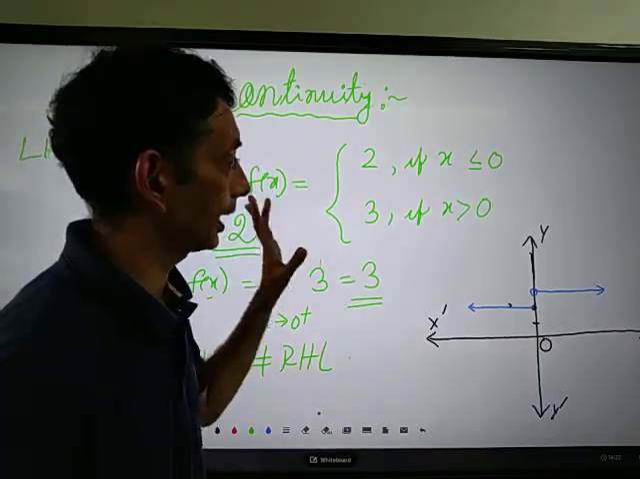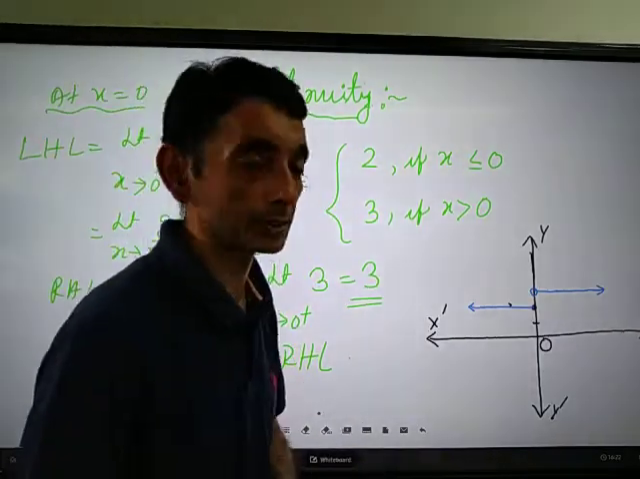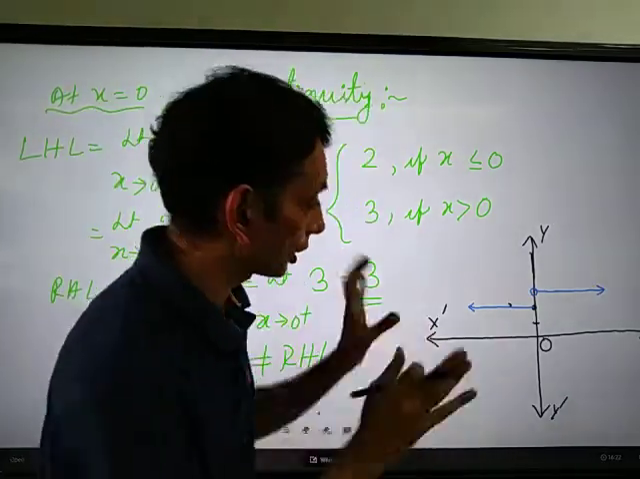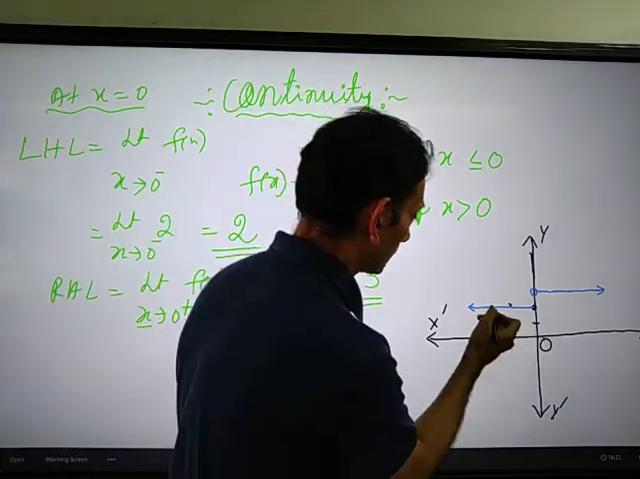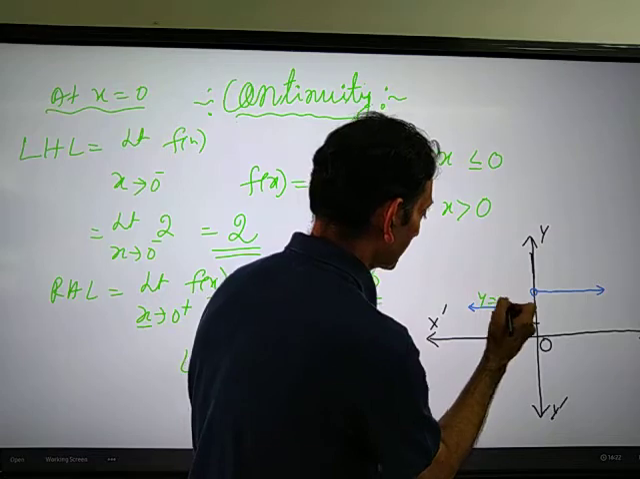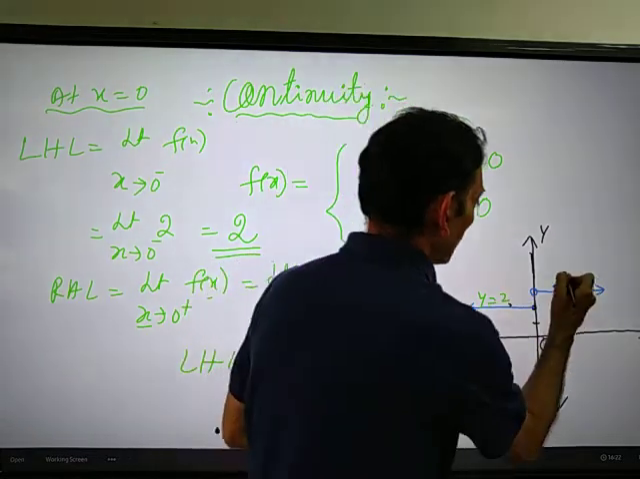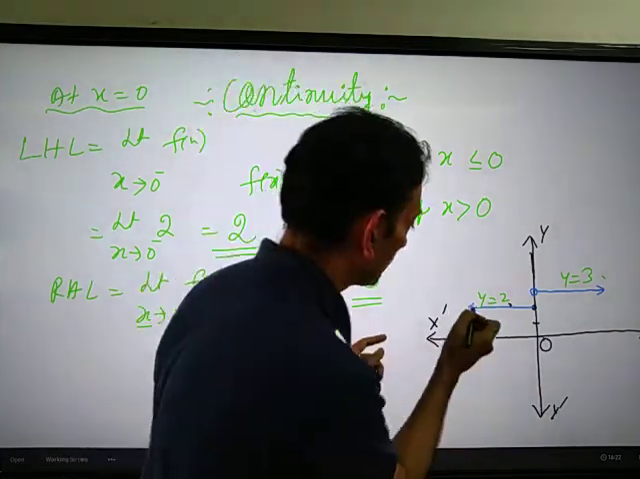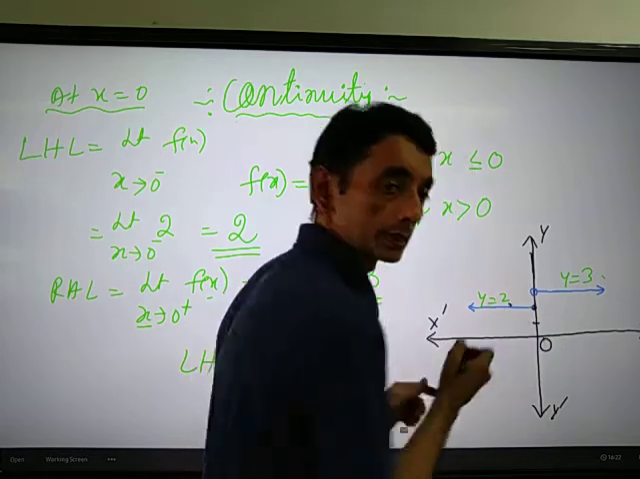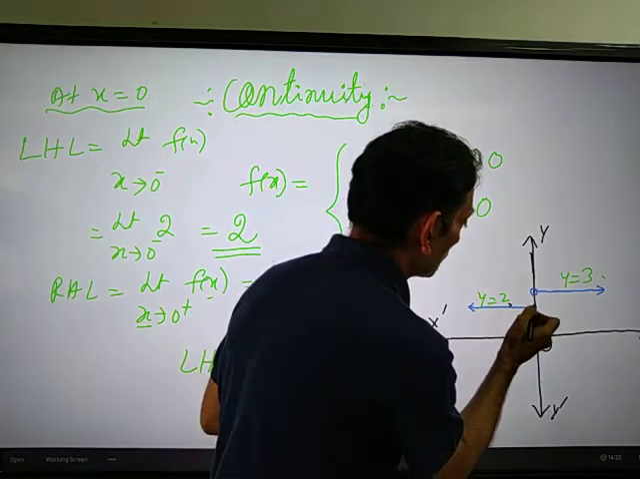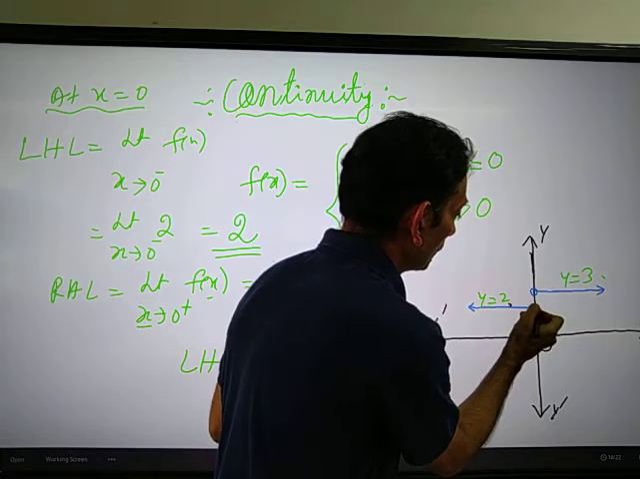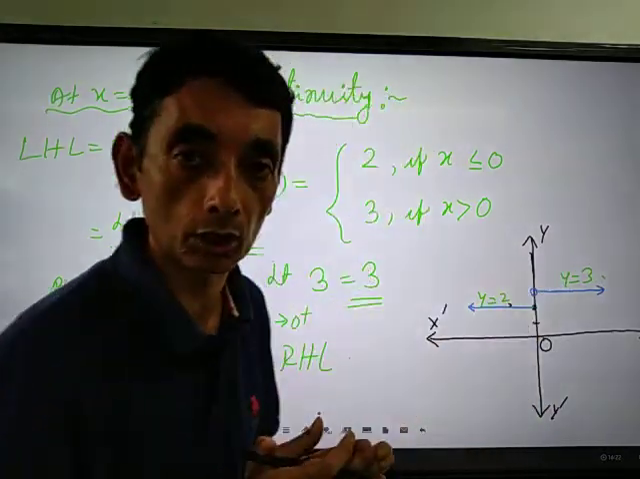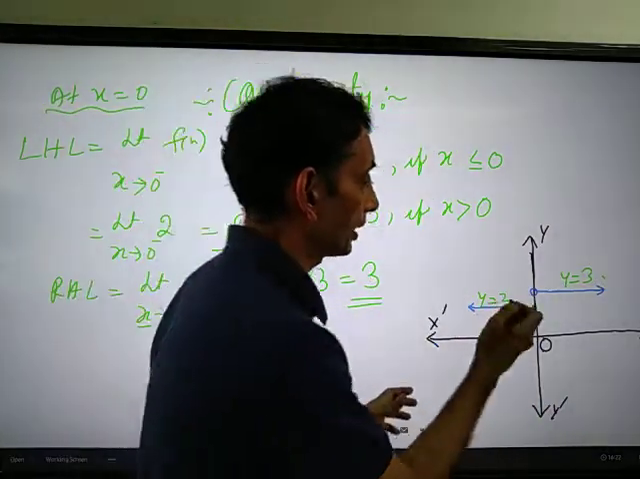We are trying to find the continuity at 0, so let us represent this with the help of a diagram. If you want to draw the graph, this is a line y is equal to 2, and this is a line y is equal to 3. If we approach 0 from the left hand side, we can move up to this point. Then to continue the graph, we have to lift the pen from the plane of the paper. So this graph we are not able to draw in one stroke.